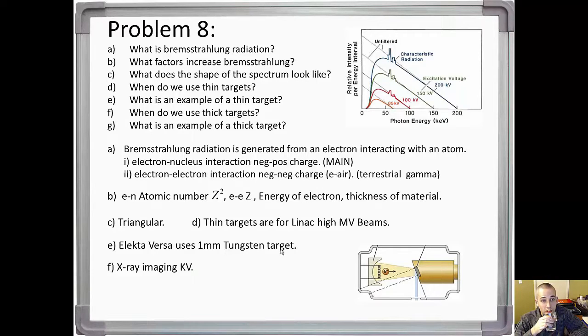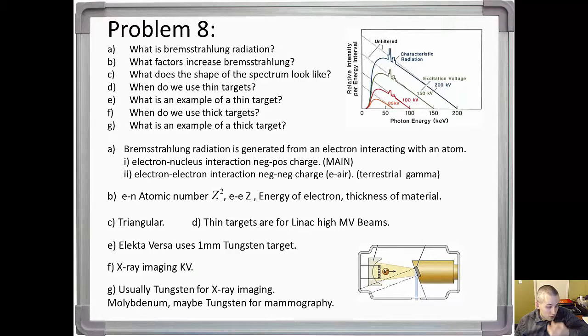For part E, when do we use thick targets? Thick targets are primarily used in the creation of X-ray imaging, or kV. Here's a depiction of an electron coming off a filament, hitting, in this case, a tungsten target, and this is a reflection target. What's an example of a thick target? Usually tungsten for X-ray imaging. For mammography, typically molybdenum, but could also be tungsten.